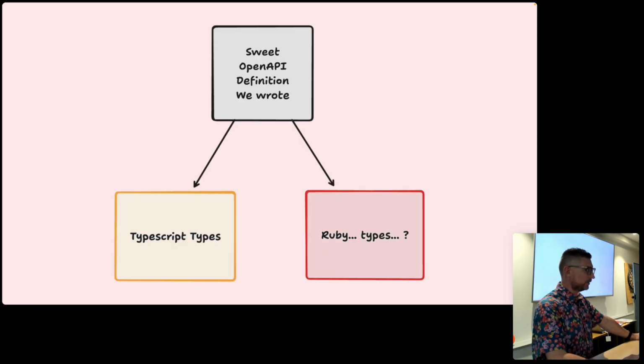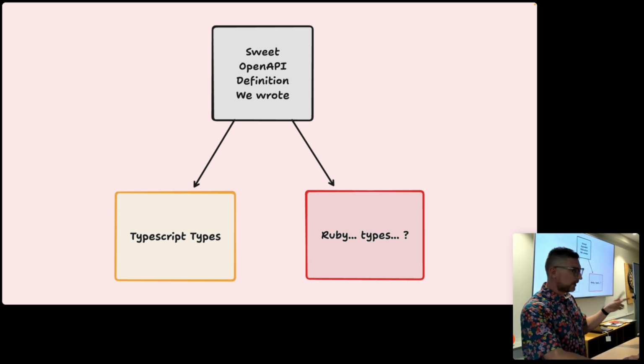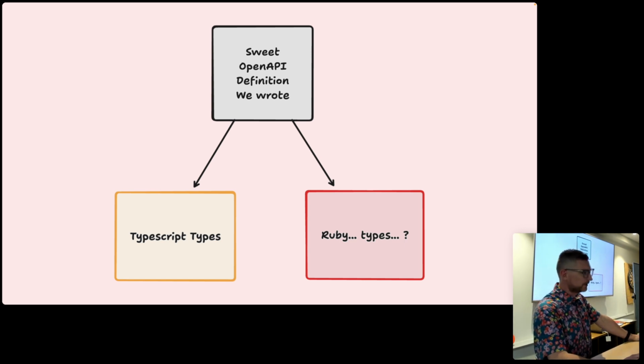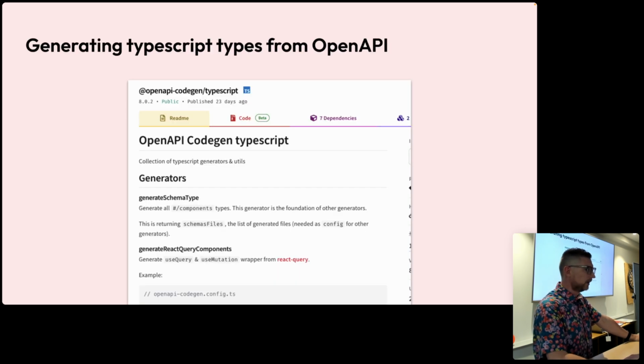So how we use that is basically we take that YAML file that we wrote and we want to turn it into two things, right? We want TypeScript types from it and we want Ruby. Well, Ruby doesn't really have types exactly. It can, but we don't use Ruby types. So we need some other way to verify it on the back end and make sure everything actually lines up. And I'll talk about that in a sec, but let's talk about TypeScript first because that's much more straightforward.